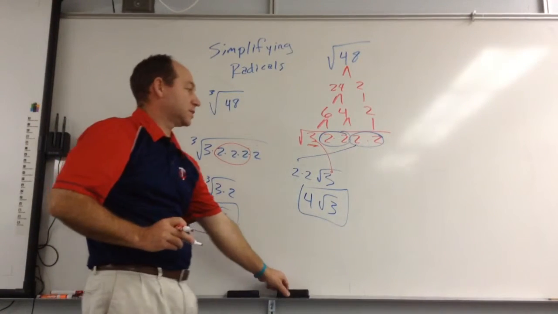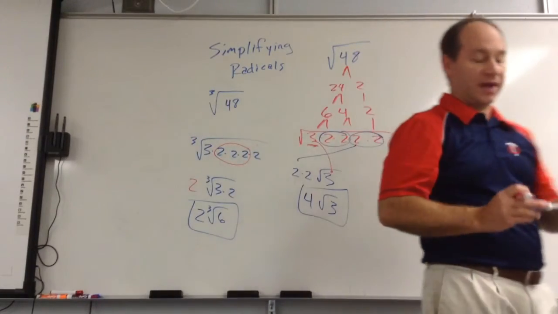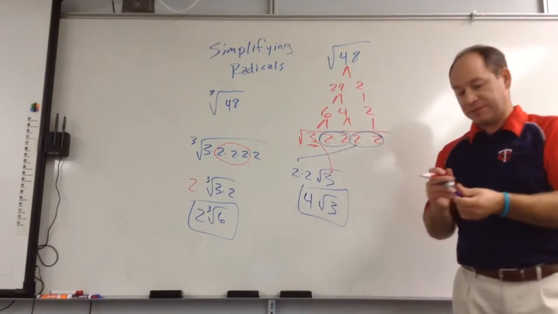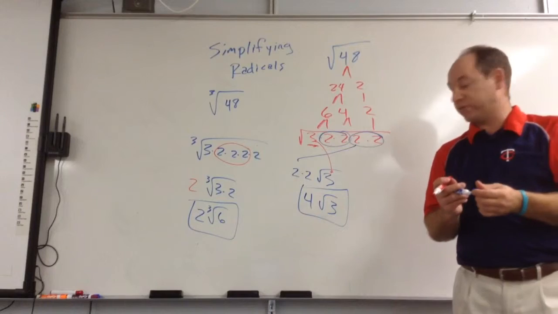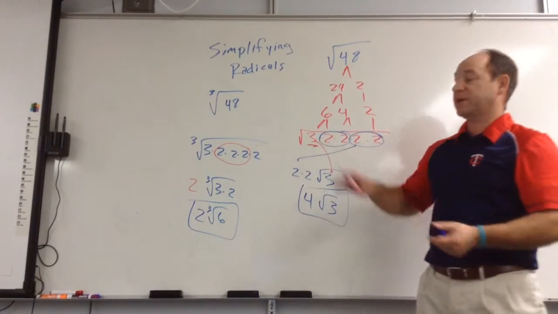Okay? And so this idea of breaking it down into prime factors and then seeing how many times a factor is there and getting it out from underneath the radical sign, that's the way we can simplify this.